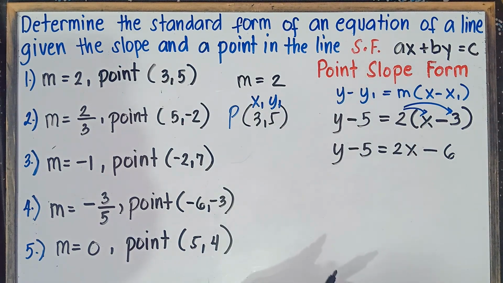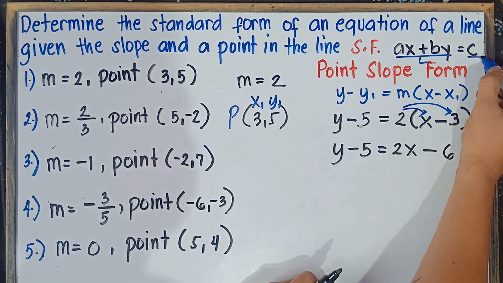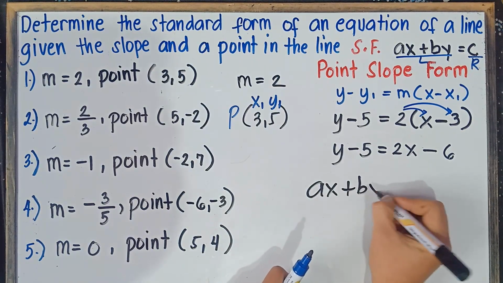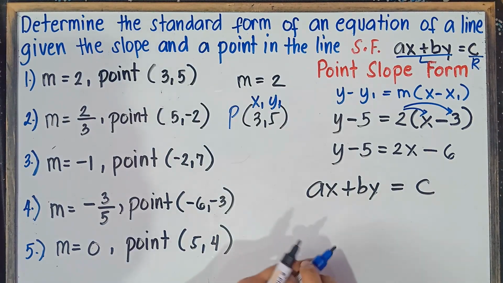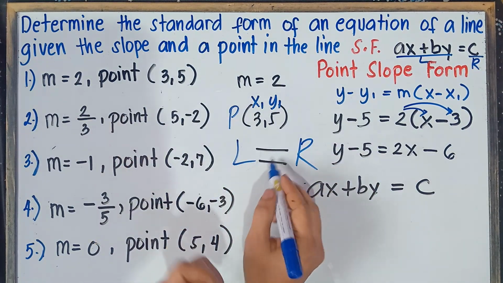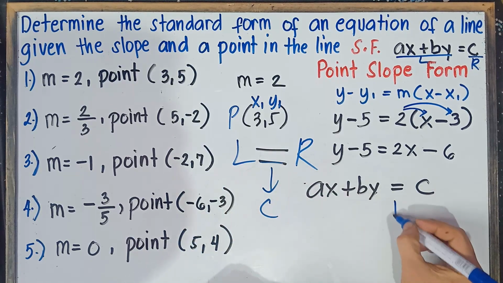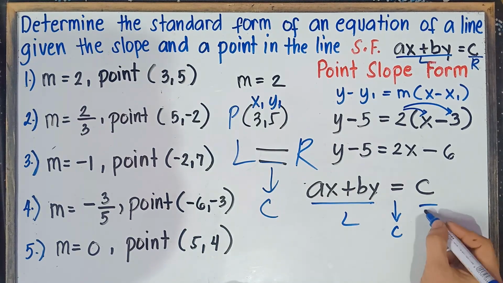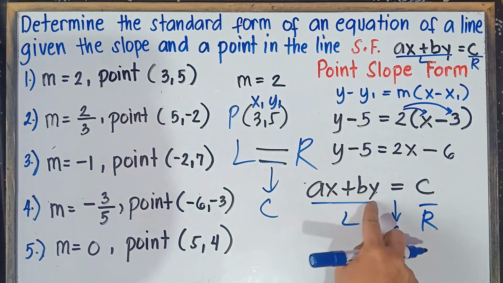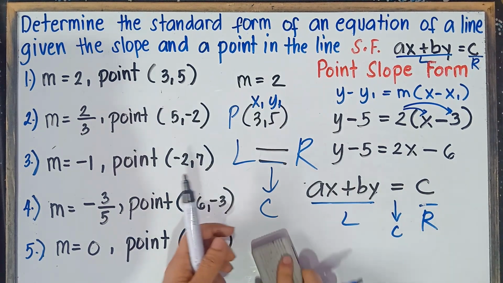Once again, class, in the standard form, ax plus by equals c, x and y will be on the left side of the equal sign, and then the constant, the number alone, will be on the right. The equal sign is the center, this is left, and this is right. So on the left side of the equal sign there would be x and y, and on the right side there would be the number alone, the constant.